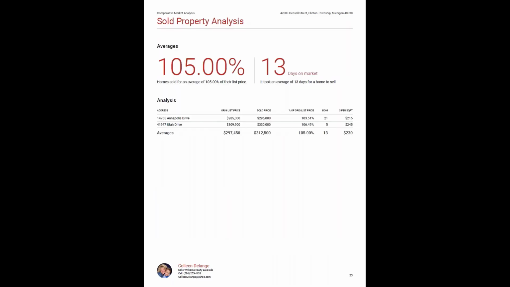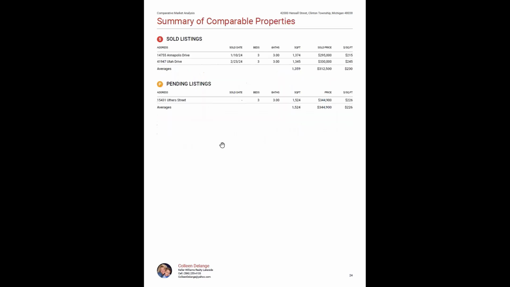I also like a lot of the Cloud CMA pre-written marketing pages. I don't have to do any of this. This is all done for you. It tells me with one glance that properties right now are selling for 105% of what they're listed, and the average here is 13 days on market. It does break down price per square foot. It does break down days on market of the list, so you can quickly see that.